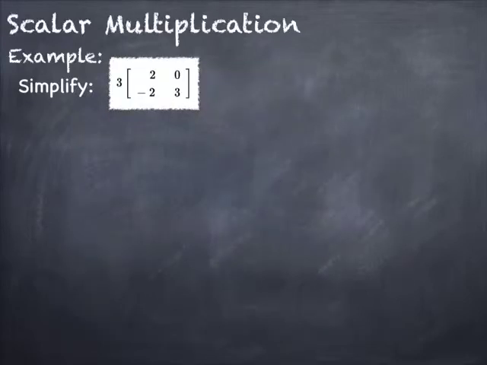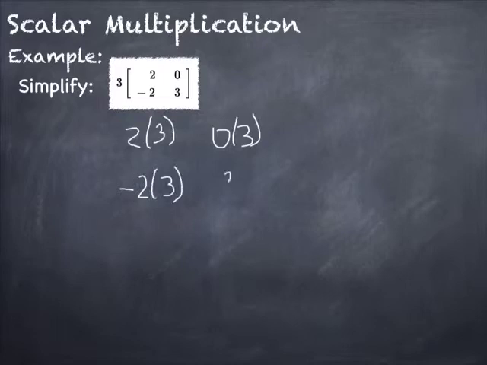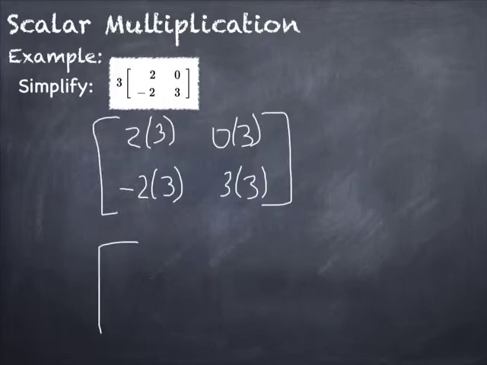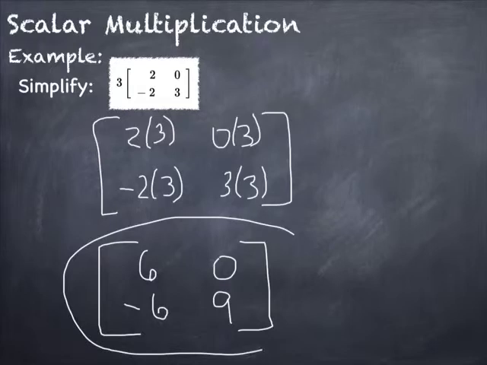Multiplying by a scalar multiple is a number. So if I want to multiply this matrix by 3, then what I do is I multiply each element by 3. So 2 times 3, 0 times 3, negative 2 times 3, and 3 times 3. Multiply that out, you get 6, 0, negative 6, and 9. And there you go. That's multiplying by a scalar. A scalar is just a real number that I'm multiplying to a matrix.